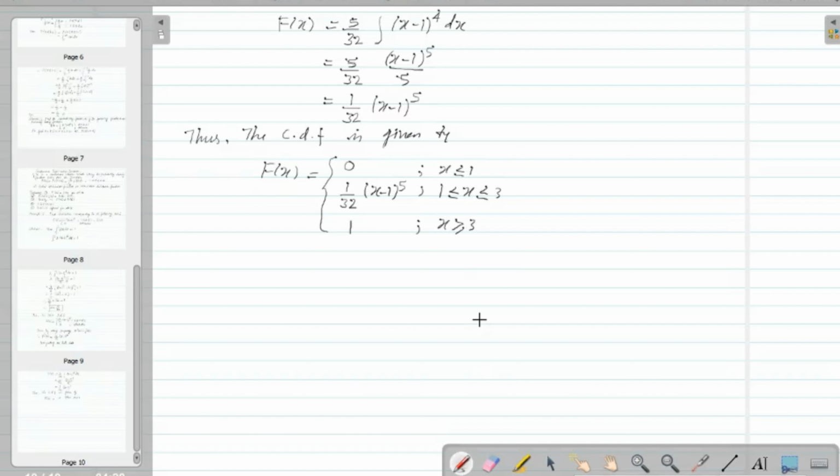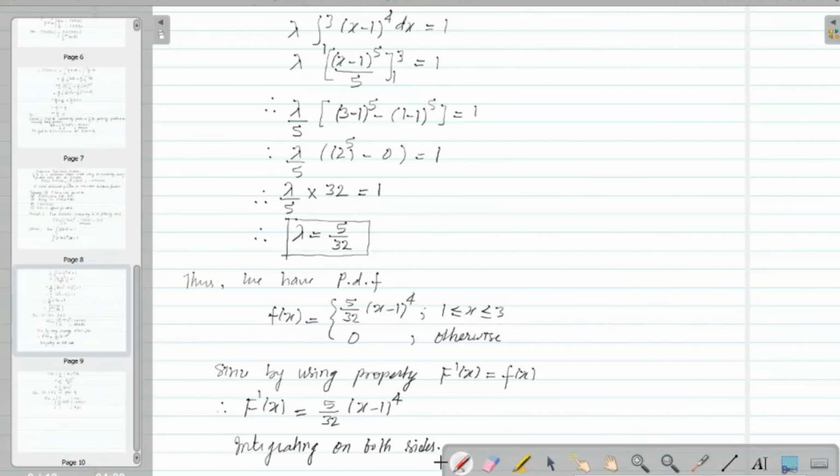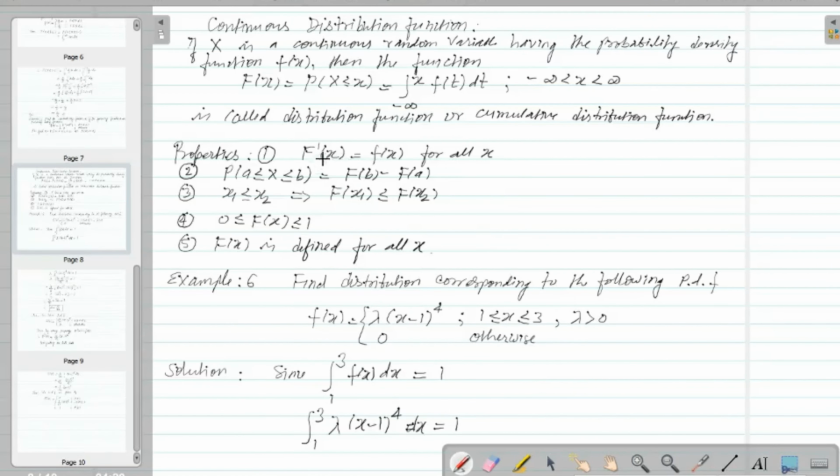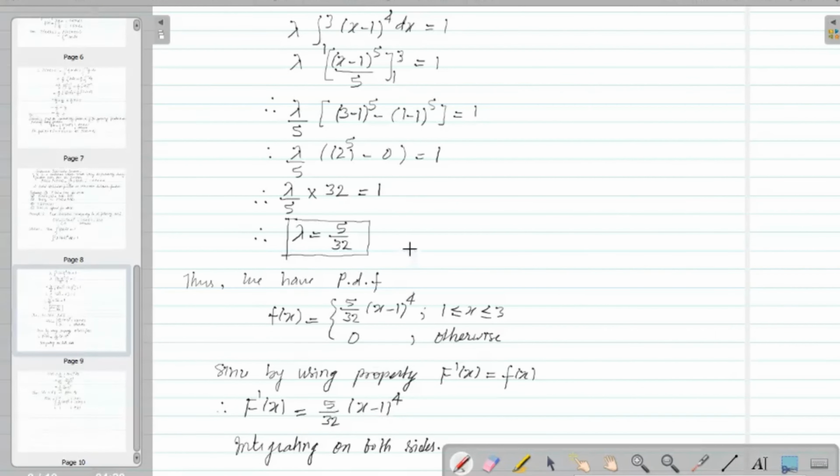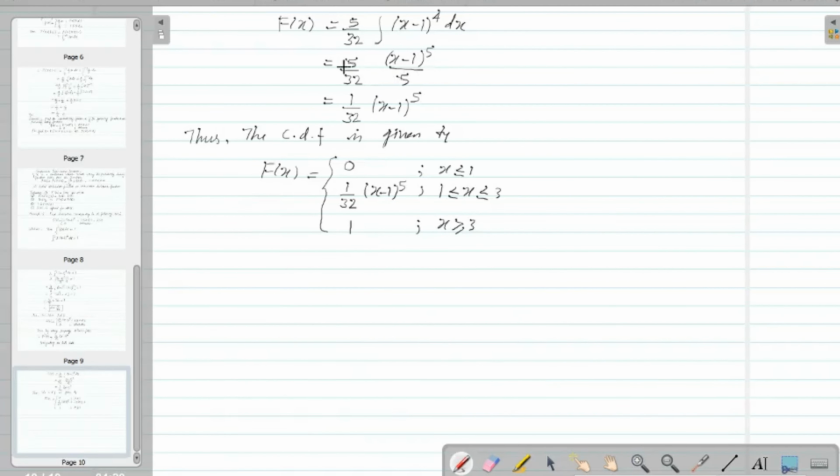Cumulative distribution function. You understood this? Yes or no? Yes, sir. It is very simple. Here, look at what I did: I used a property. Which property? This one: f dash, where dash means derivative of x, is equal to f of x. This is your main function. Now if I integrate this, the power will be increased. So integrating this by 5, 5 and 5 cancel, giving 1 upon 32 x minus 1 to the power 5. So the cumulative distribution function is given by this much.